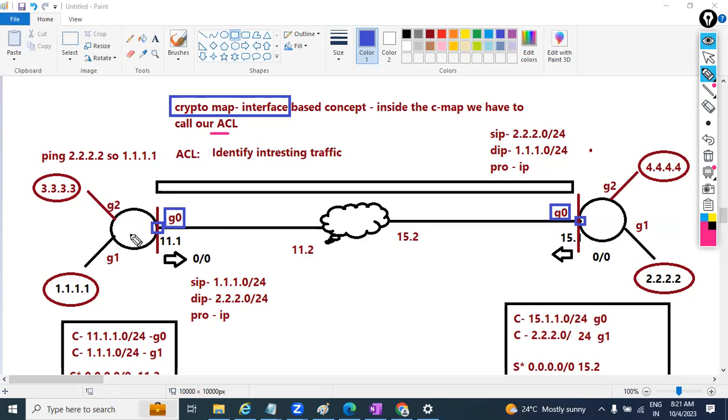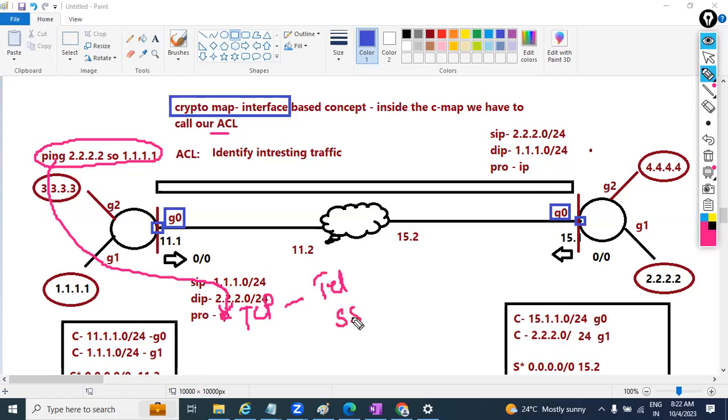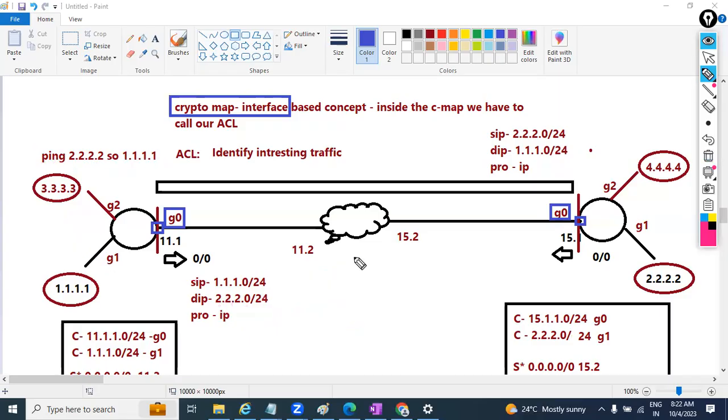Now see what happened. When I generate traffic here, ping comes under IP, correct? Instead, if you are using TCP, then ping doesn't come in that, because in that Telnet, SSH, HTTP, HTTPS and all would come. Because ping is not TCP, that is ICMP. But if I'm using IP, IP means all protocols. Now, if I'm doing ping, who's the source?